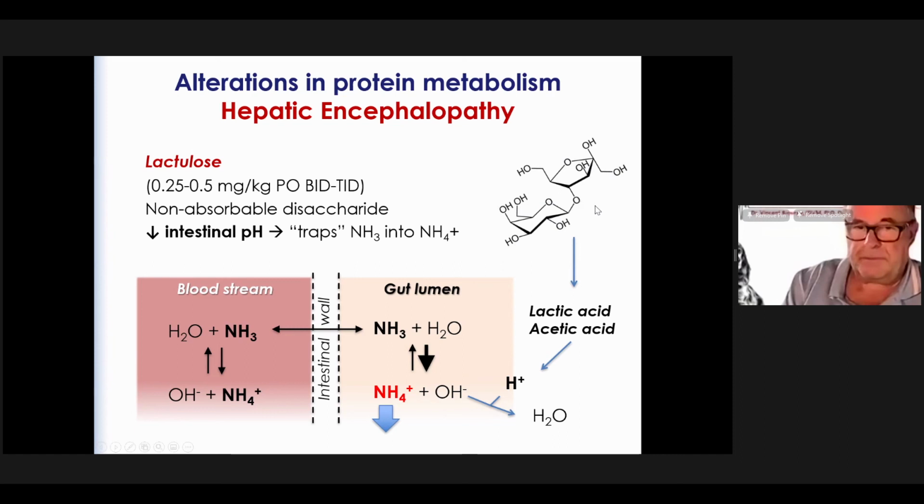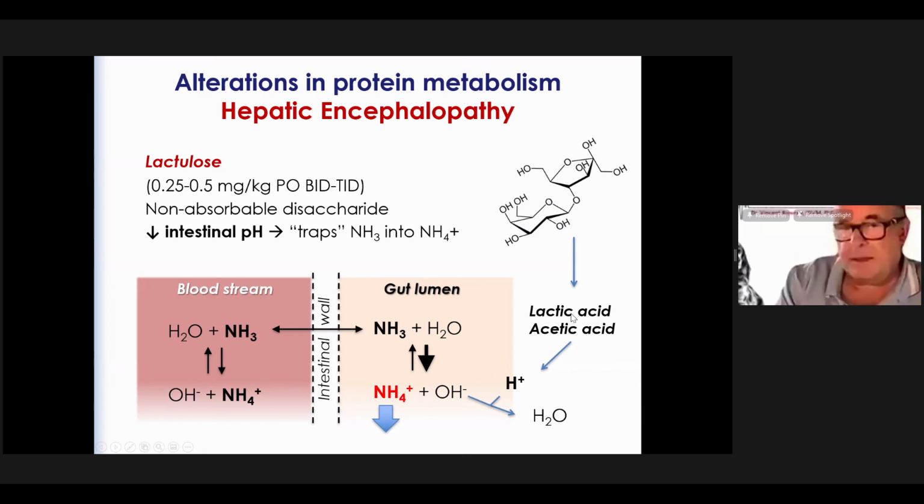So in the hindgut, that molecule is going to be transformed to lactic acid, acetic acid, short-chain fatty acid. That's going to decrease the pH. When you decrease the pH, you have more H plus available. H plus is going to bind to ammonia, and when you have ammonium, this cannot be absorbed. Also, with those carbon skeletons, ammonia can produce amino acids that will be used by bacteria.